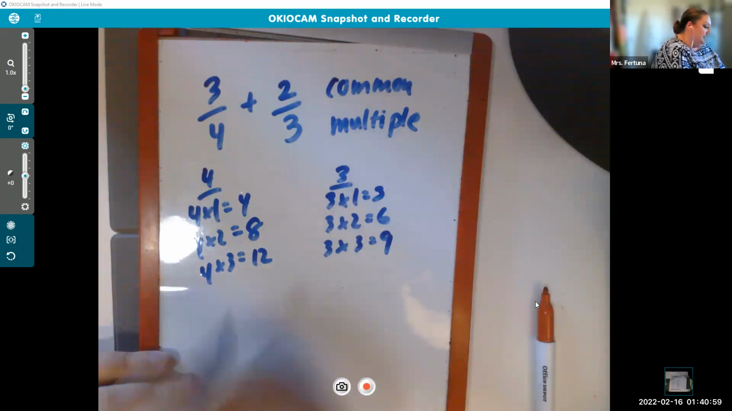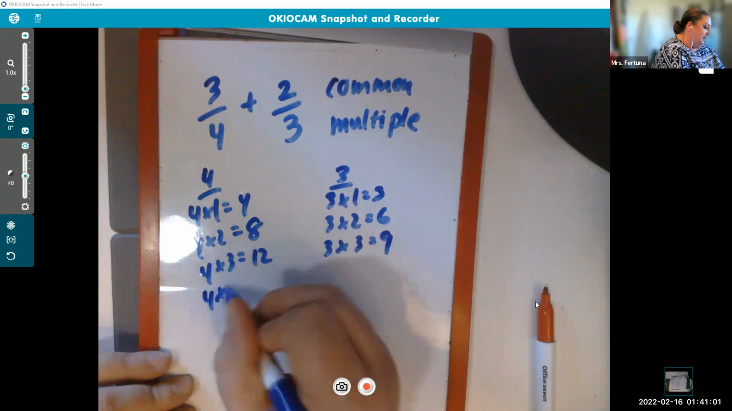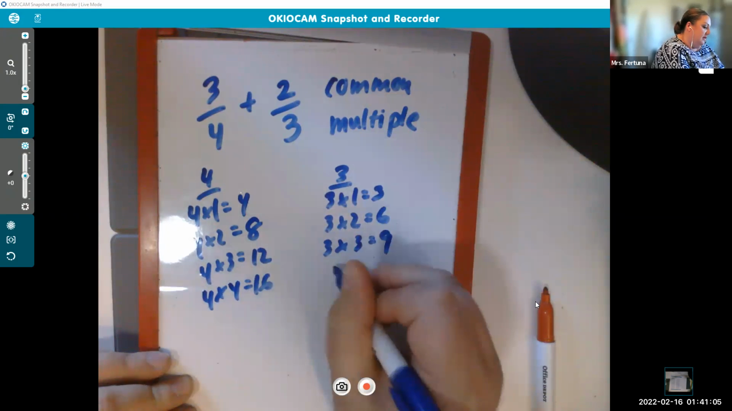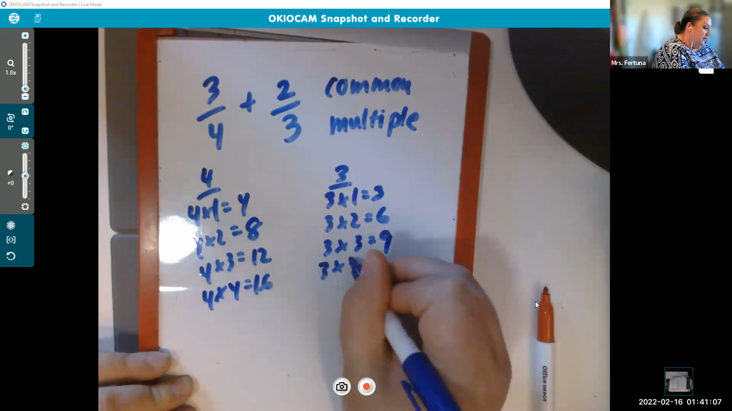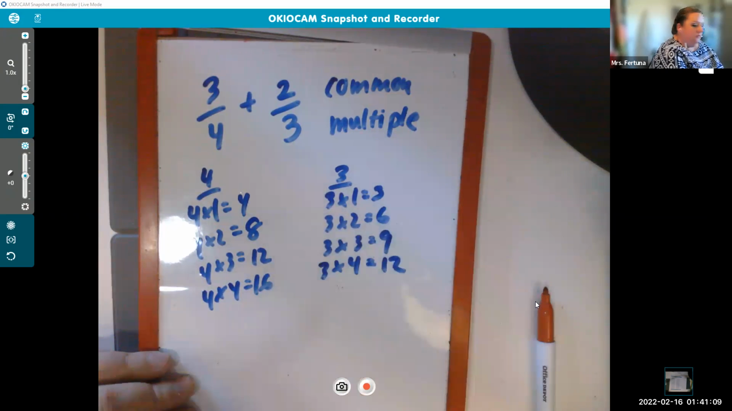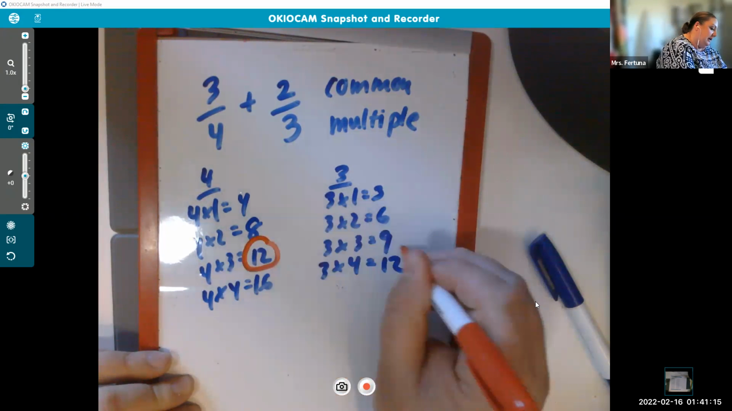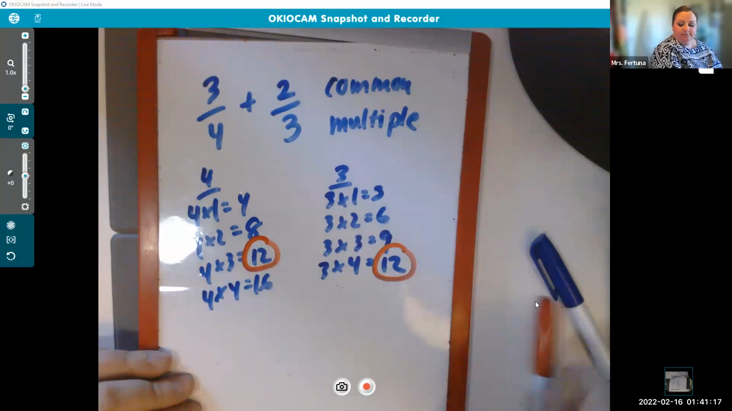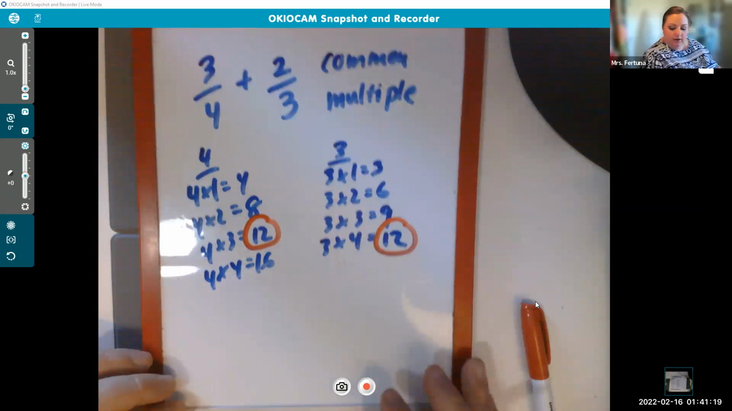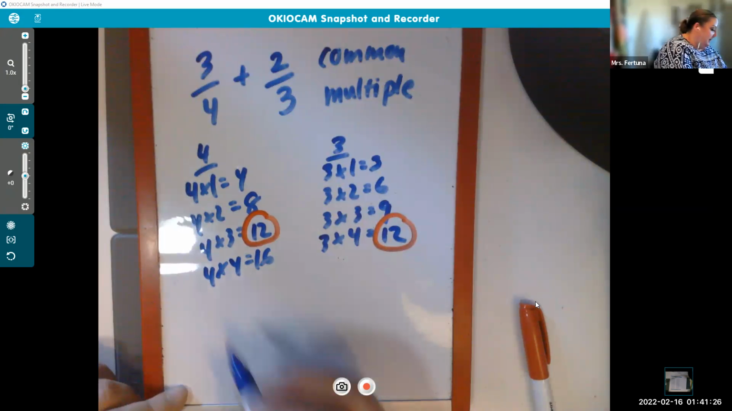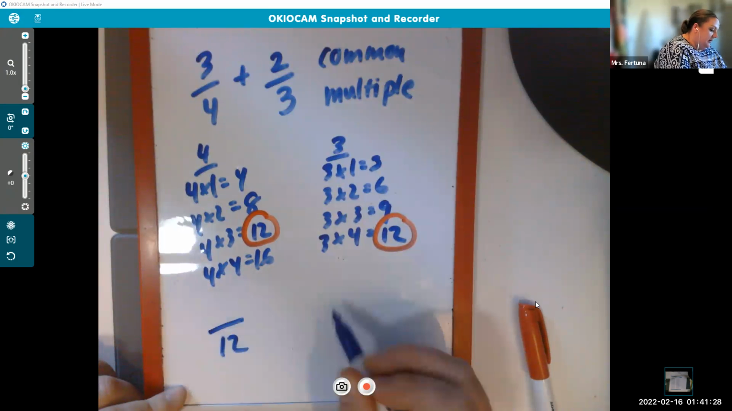All right, let's keep going. 4 times 4 is 16. Let's just add one more on each side. 3 times 4 is 12. Do we have a common multiple now? Yes, we do. There it is, 12. I got a 12 on both sides. Okay, so now we know that we can make 12 our denominator.